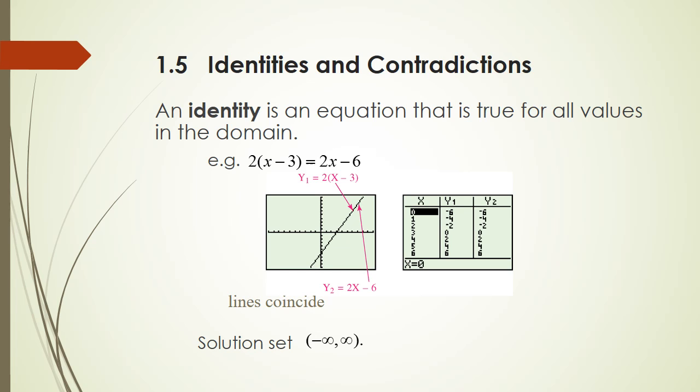An identity, on the other hand, is an equation that is true for all values in the domain. In other words, no matter what you put in for x, it's always going to be true. This is a case where both lines are actually the same. If you'll notice the left and right side of the equation, if you were to distribute the 2, you would get the right side of the equation. These represent the same line. So naturally, all of the points are going to be in common. The solution set is all real numbers, which can be shown by the interval -infinity to infinity.